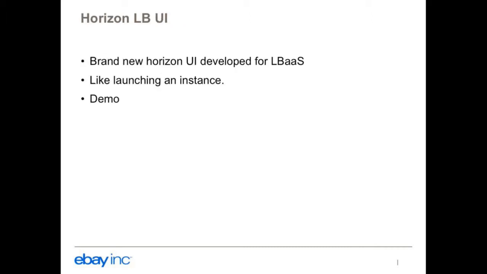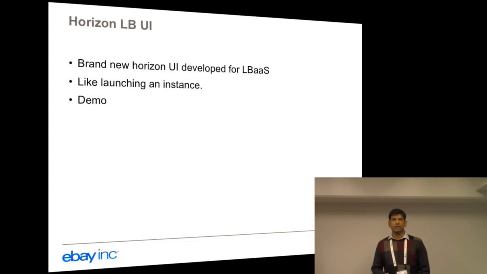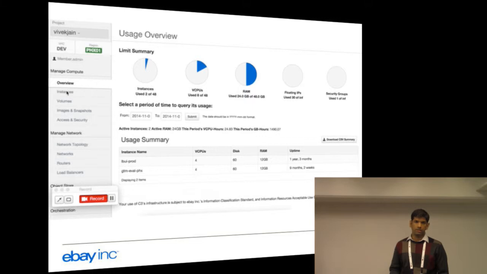So next up is Horizon UI. As I told you, the default LBaaS UI didn't scale, and it was not very intuitive. So we decided to go ahead and implement the Horizon UI ourselves. We made it much like launching an instance in OpenStack. It's very intuitive, and it also includes the SSL part which we implemented. I will just show you a demo in the next slide.